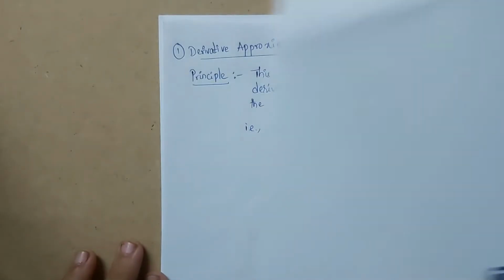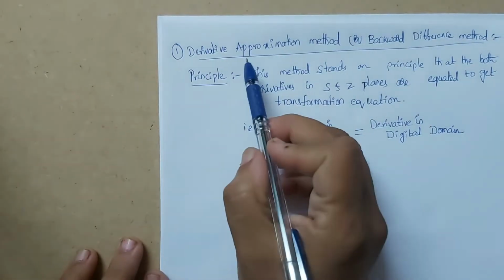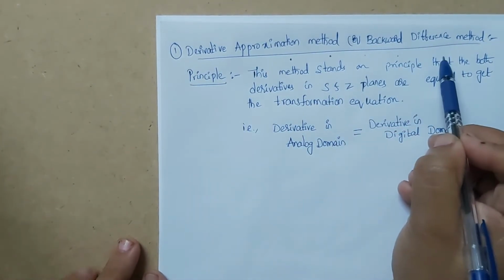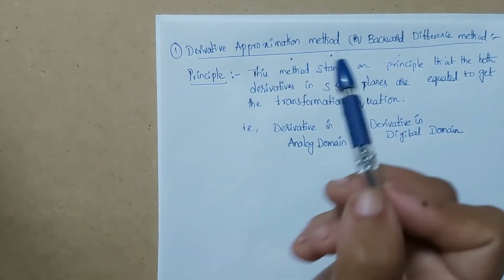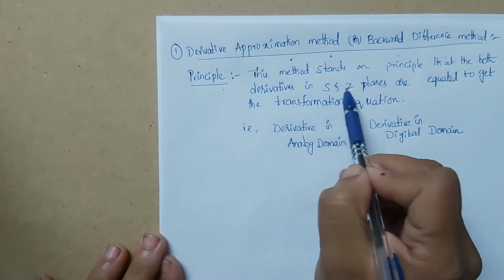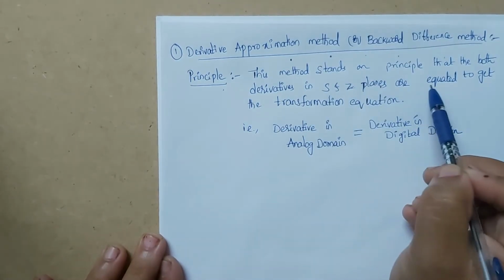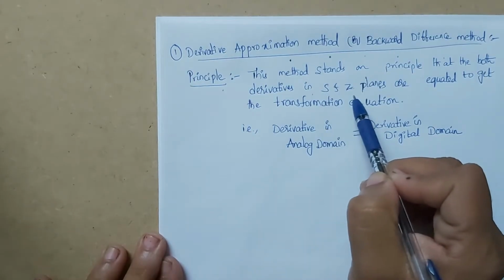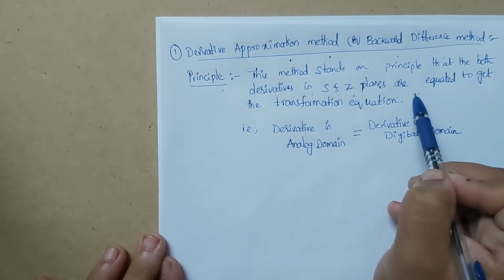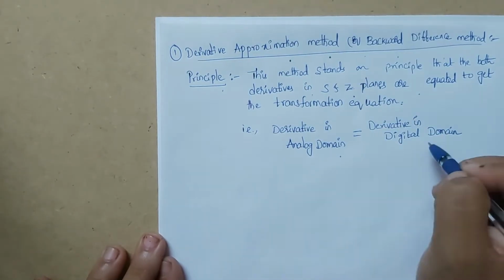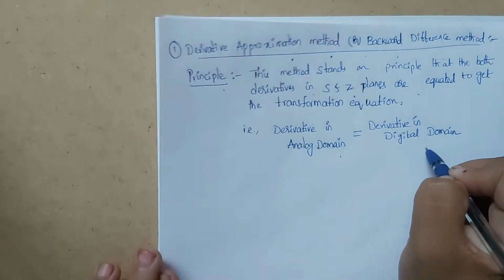In this video, I am going to tell you about the derivative approximation method, or backward difference method. Both names are the same, and this method stands on the principle that the derivatives in the S and Z planes are equated to get the transformation equation. That means the derivative in the analog domain is equal to the derivative in the digital domain.